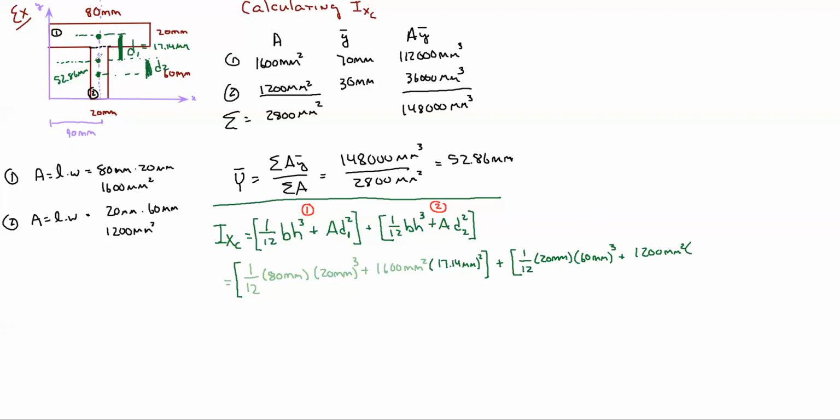All right, so what is the distance between the centroidal x-axis and the centroid for piece 2? So this time it would be 52.86 minus the distance from the x-axis to that point, and that's 30. So 52.86 minus 30, which I think gives us 22.86 millimeters, where that entire expression is squared. Okay. All right, doing the arithmetic.